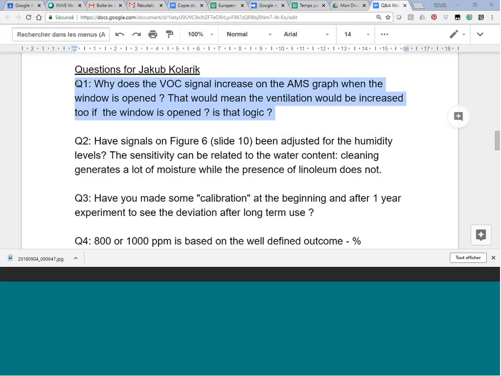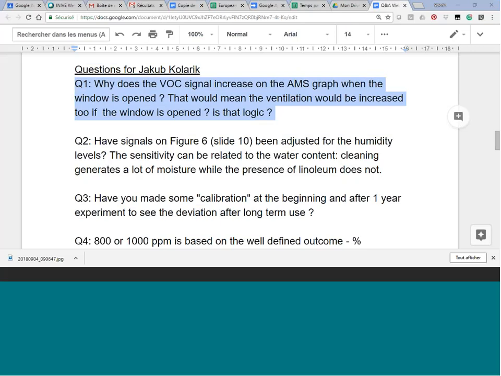But actually, I think what they mean is that there was a big peak, and then they opened the window afterwards, and you can see the big decay afterwards. So the event marking the window opening is the decay, not the big peak.